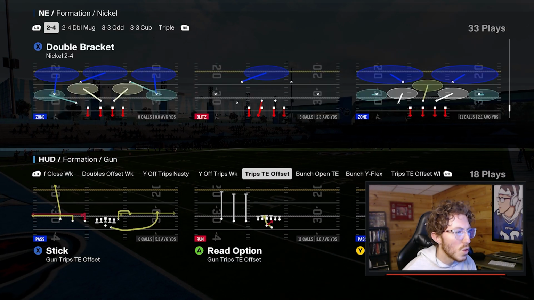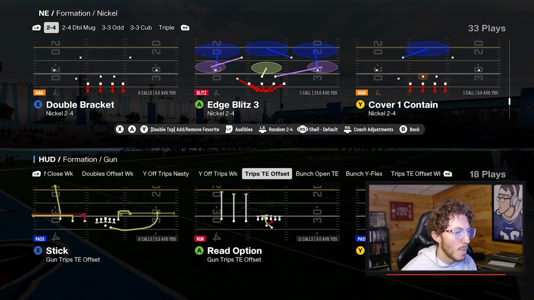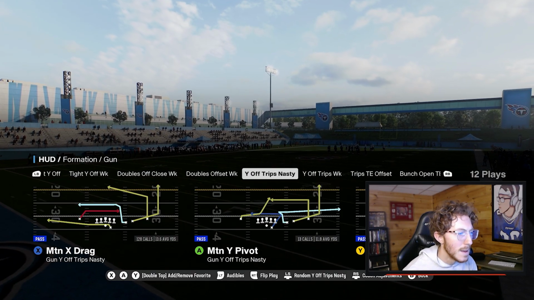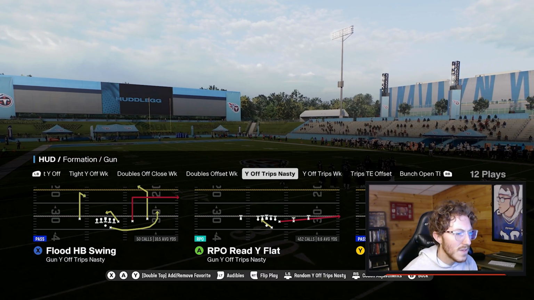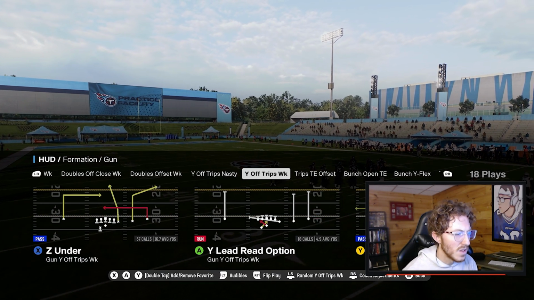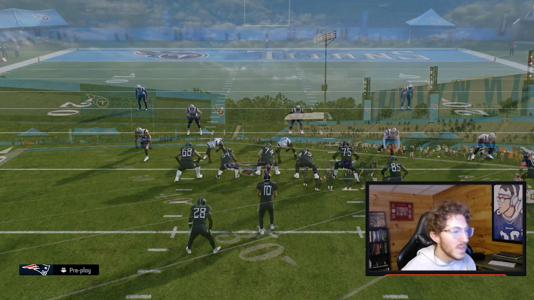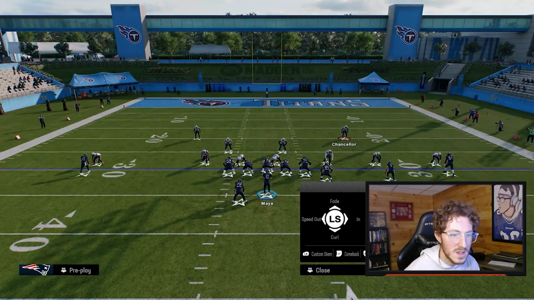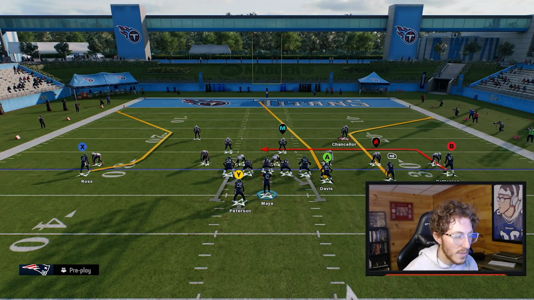So I'll show you here real quick. If we bracket, if we go to double bracket, and let's just say we come out in a formation where we have a solo receiver out to the left side, right? And a route that's cooked man coverage in years past is going to be a corner route, your traditional C route there to the left side.